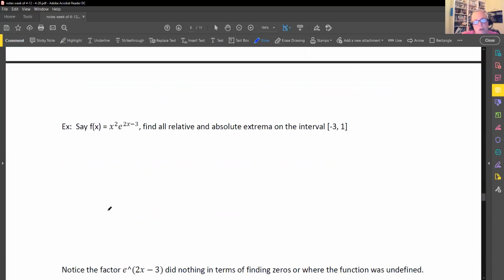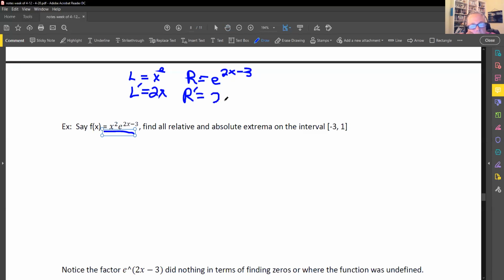I want to find the relative and absolute extrema on that interval. So what I'm going to do is take the derivative. I'm going to have to use the product rule. Okay, so remember that the left term is x squared, and the right term is e to the 2x minus 3. So the derivative of the left would be 2x. The derivative of the right, recall that you take the derivative of the exponent, which is 2, times e to the 2x minus 3. Okay?